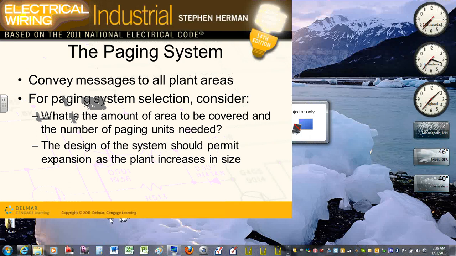So when you start adding your pairs, guys, and you add more speakers on the wire, take into consideration that you might be required to add another speaker somewhere else. So don't overload it. Exactly like we do with lighting circuit, guys. We don't load our lighting circuit for future expansion. Same thing. You don't want to load your speaker circuits because of future expansion.